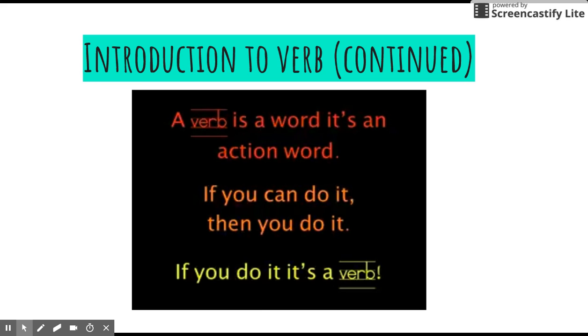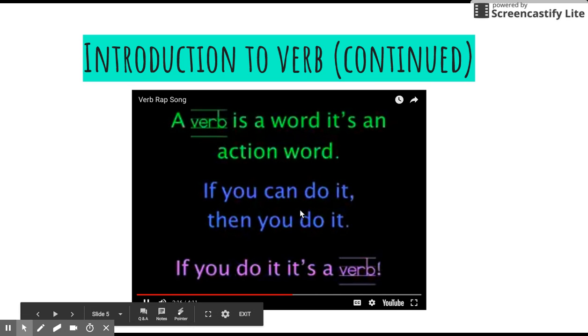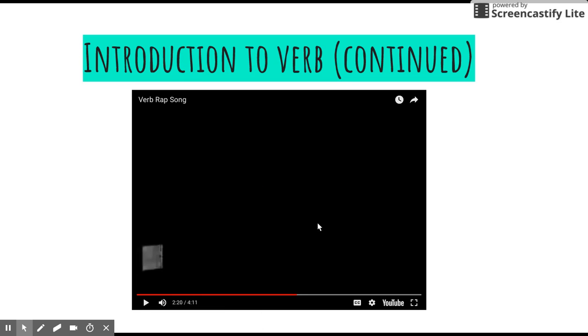A verb is a word, it's an action word. If you can do it, then you do it. If you do it, it's a verb.